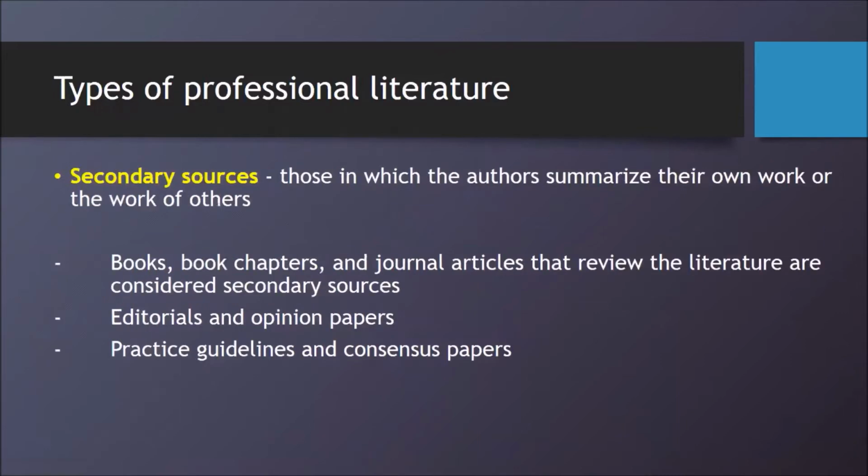Secondary sources include resources in which authors summarize their own work or the work of others. They are mainly books, chapters, and journal articles that review the literature. Editorials and opinion papers also fall under this purview. Practice guidelines and consensus papers also fall into secondary sources. Secondary sources are useful because they organize the literature for the reader and provide a ready list of primary sources on the topic of interest. Therefore, the formation of secondary sources requires skill and understanding.